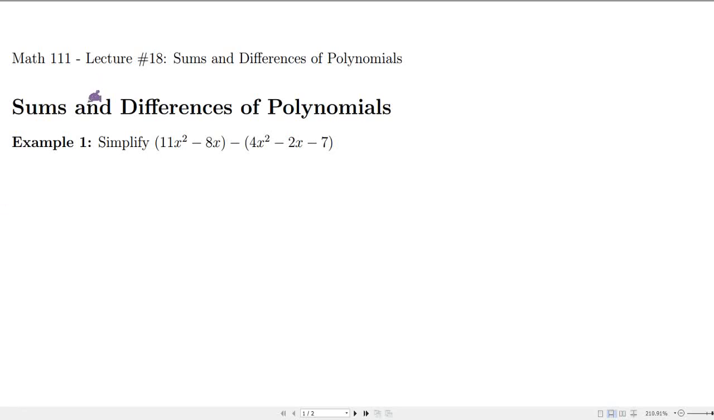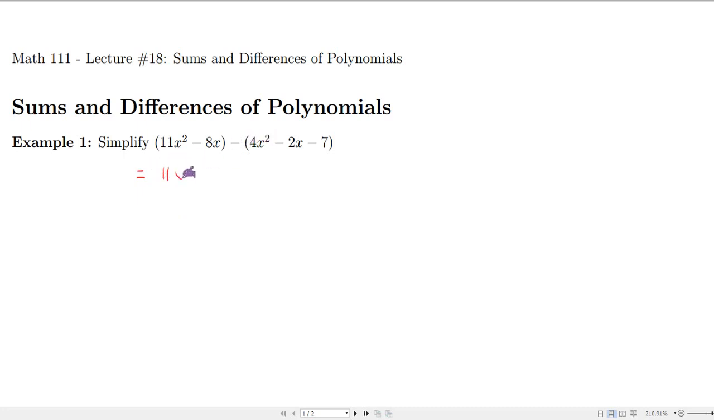So now we're going to study polynomials, and we're going to start out with adding and subtracting polynomials. Okay, so simplify the following. So we have the polynomial 11x squared minus 8x, and then we're going to subtract the polynomial 4x squared minus 2x minus 7. So the first step is very similar to how we simplified equations and linear equations and things like that. We're going to distribute this minus.